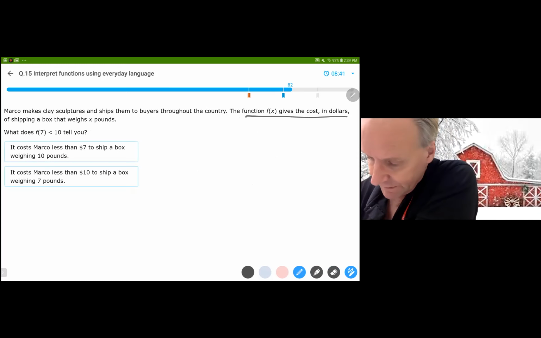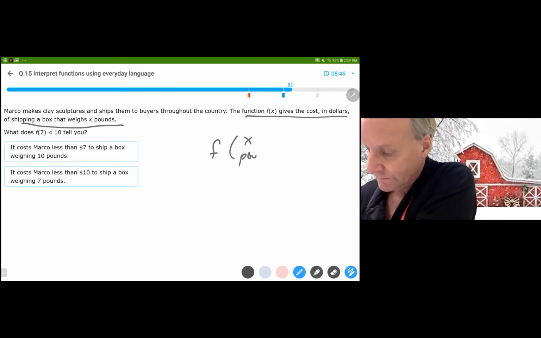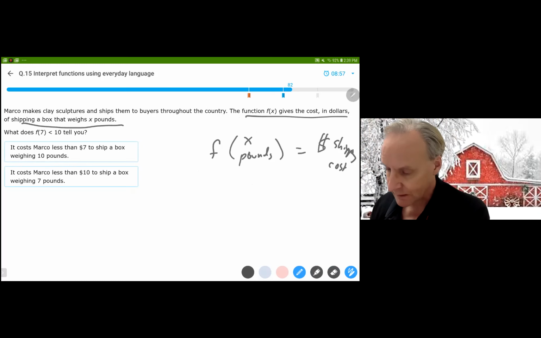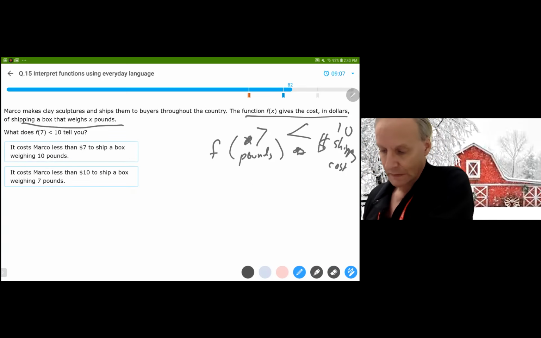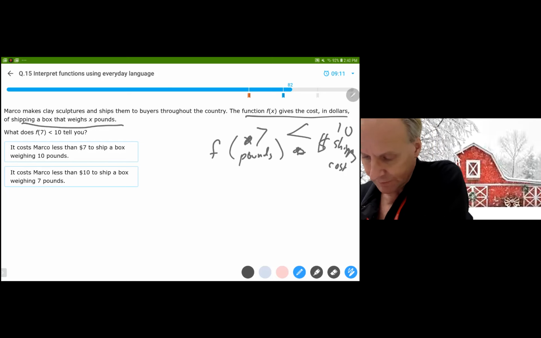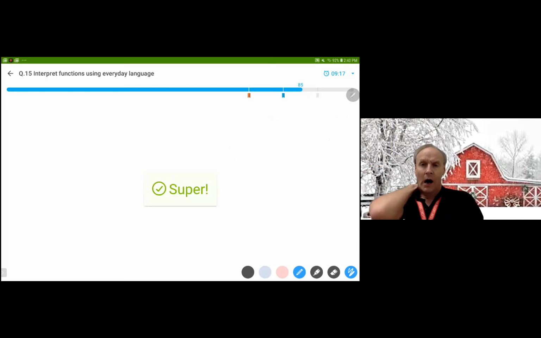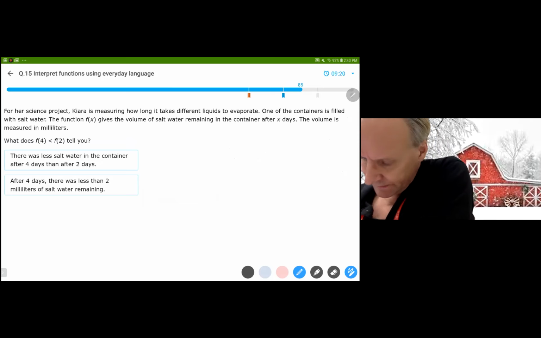Function gives the cost in dollars of shipping a box that weighs X pounds. So X pounds equals dollars of shipping cost. Sorry, it's a little messy there, but there you go. So X pounds, and we want it to be 7 pounds, costs less than $10. It cost Marco less than $10 to ship 7 pounds. Okay.